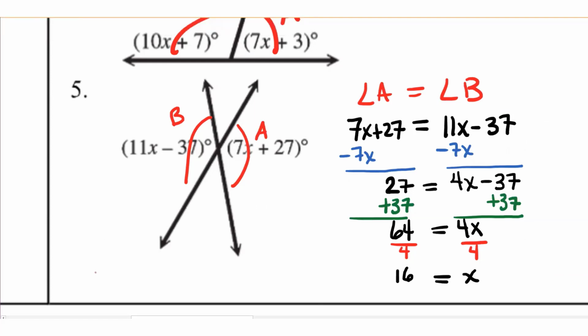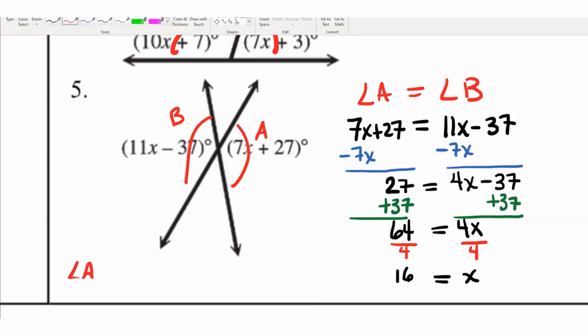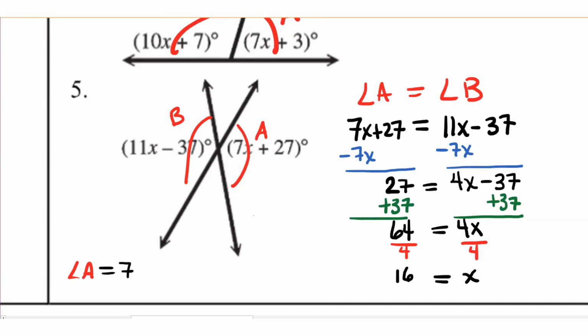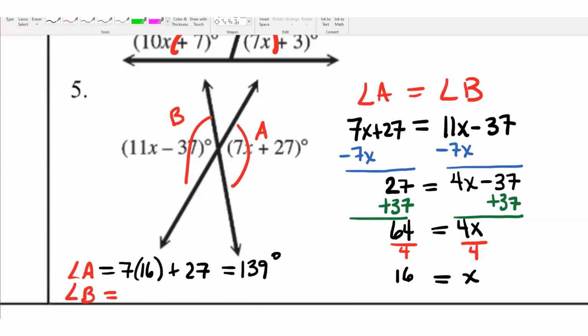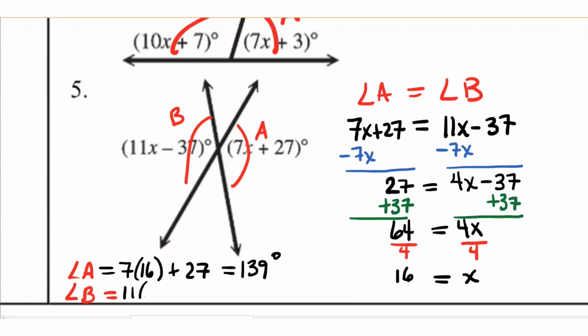So the one that I have marked as angle A, that one is 7 times x plus 27. So plugging in 16, good, is going to give me 7 times 16 plus 27. Help me out here. What is that? 70 plus 40, 112. I'm thinking 139. Can you check for me? 139 degrees. And B is, oh, that's going to be a tough one. 11 times 16 minus 37. 139 also. Oh, that's good. That checks. They should be equal because they're vertical, right?